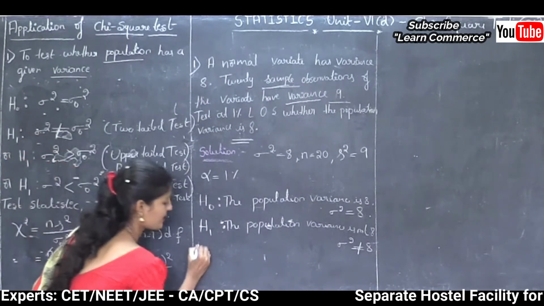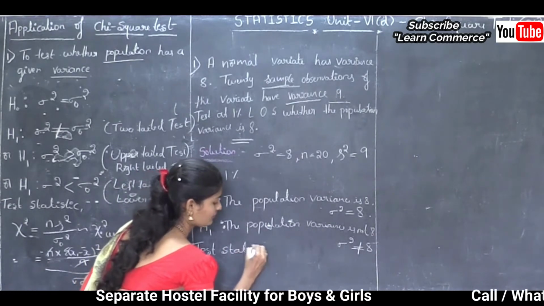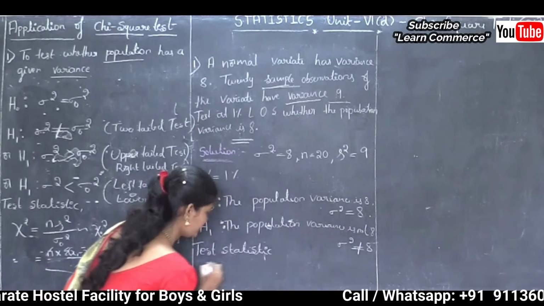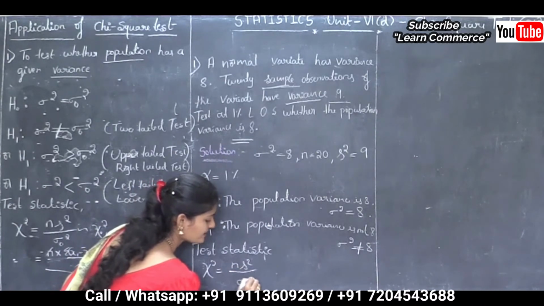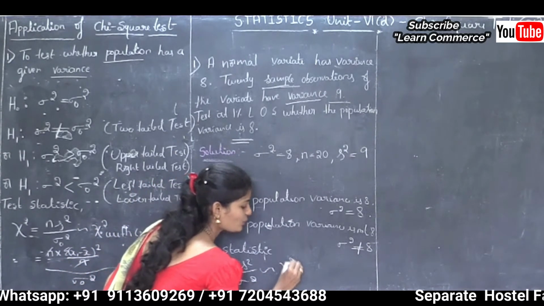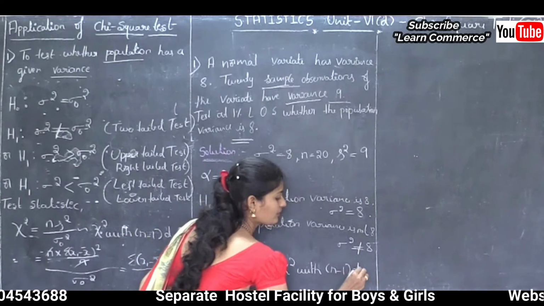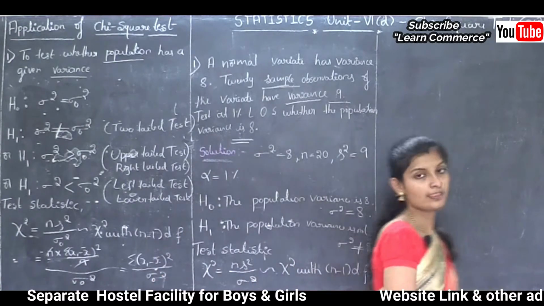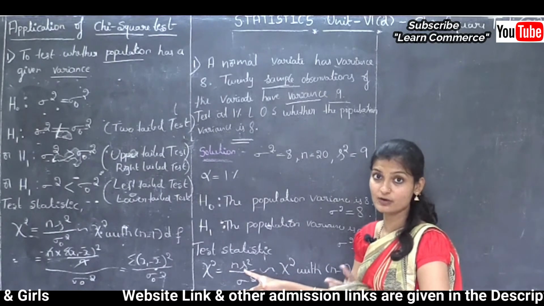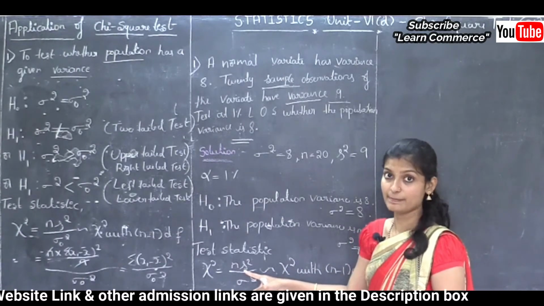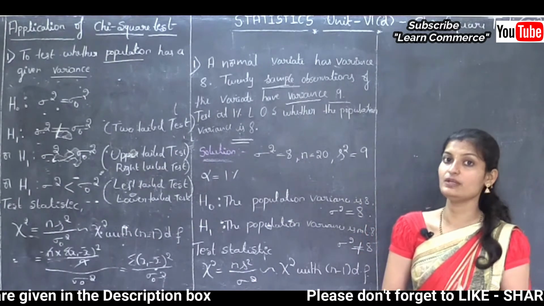Then the test statistic. That is chi square is equal to n s square divided by sigma square, which follows chi square with n minus 1 degrees of freedom. And see here, n in the sense what? That is the sample size. S square in the sense what? That is the variance of the sample. Then sigma square is the variance of the population.